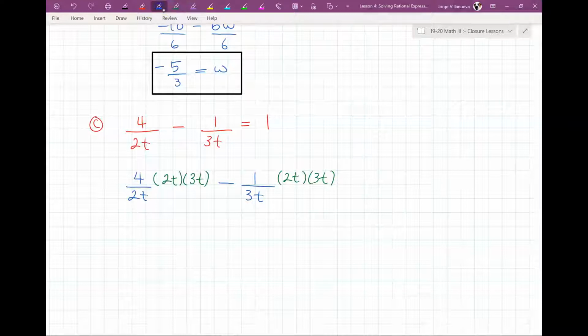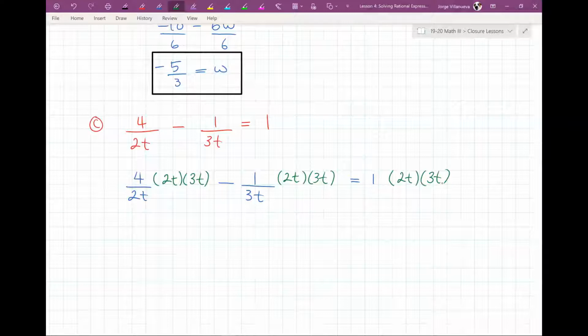Then on the right side equals 1 times 2t and 3t. Now, yes, I know how to do this differently, but the way I got good at doing this when I was younger is that I did it this way. And it did take me a little longer, but I understood what I was doing. Okay, so that's what we're trying to get to.